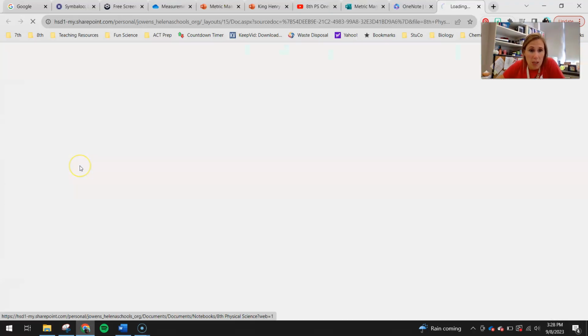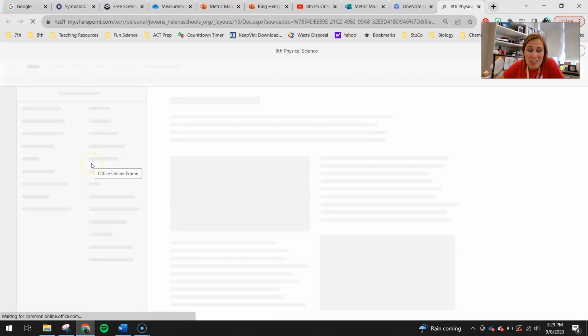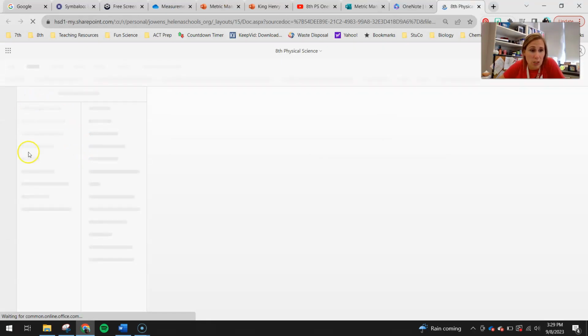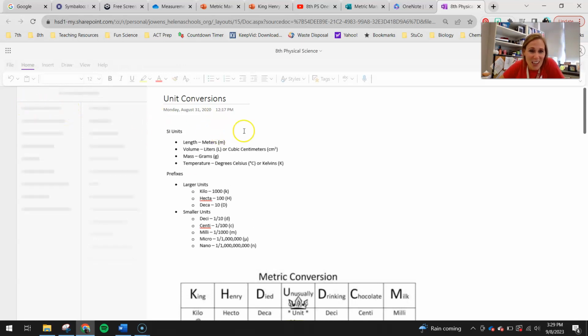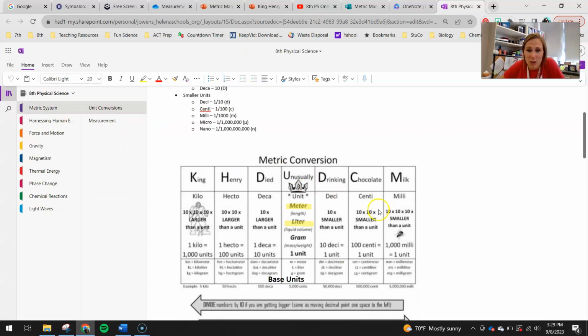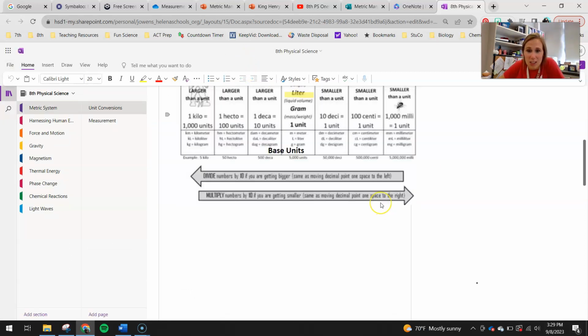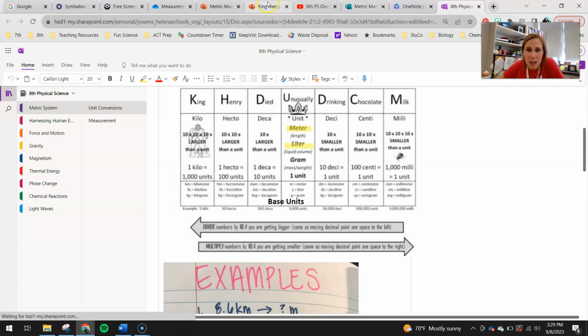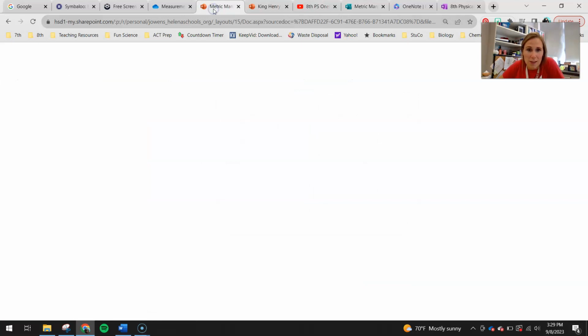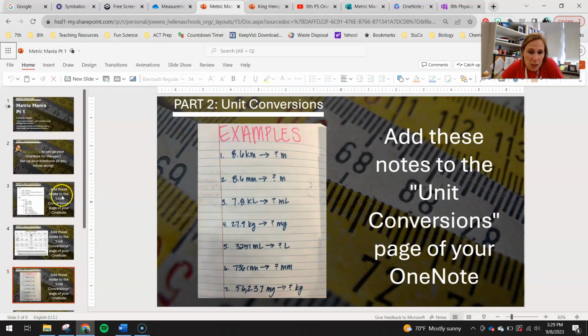If I open up my 8th grade physical science OneNote, it's going to take me right into this first unit. Each unit is one of our sections here, and our first section is the metric system. It's going to be slow for me. I should have 2 pages, unit conversions and measurements. You can see these are the notes you should have added today. I'm going to keep part of this open because we're going to use it later when I show you how to work this. Again, you should have added these notes on slides 3, 4, and 5.